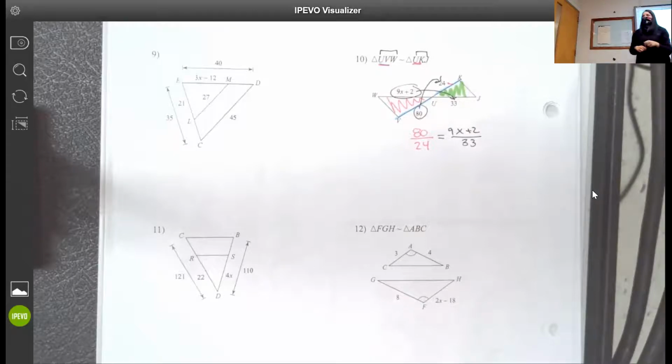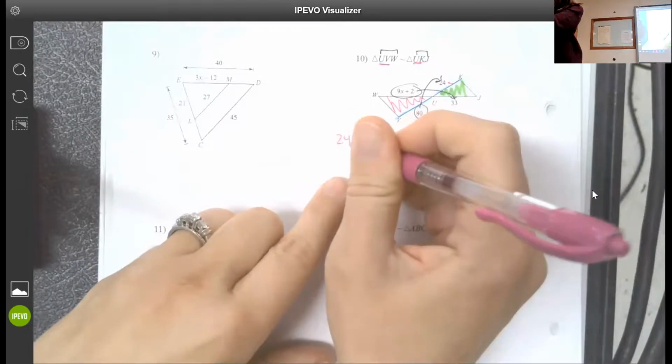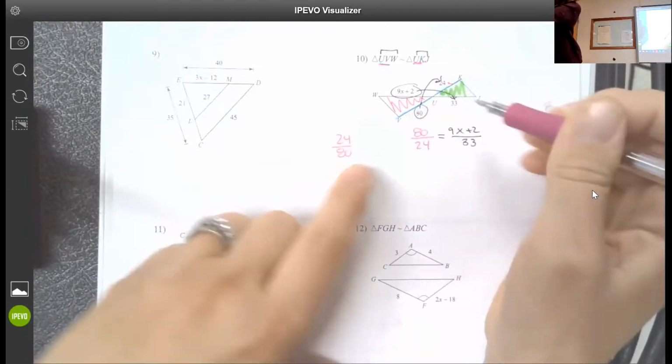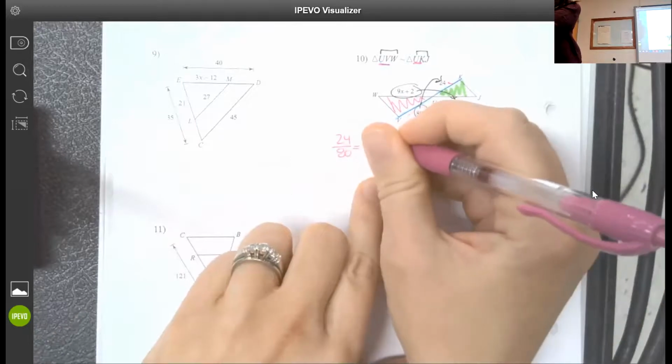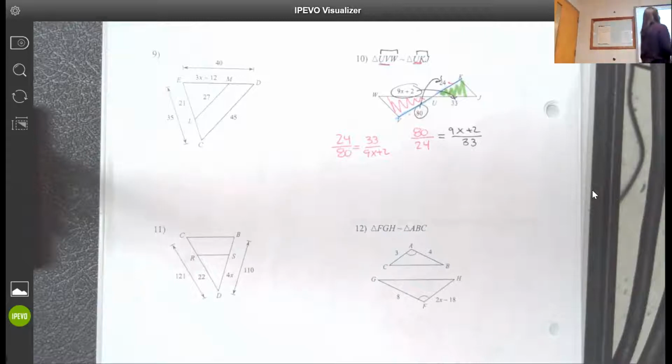I could have written this differently. I could have done this. If I went 24 to 80, which is going green to pink, then I would have gone 33 over 9x plus 2. So there's multiple ways you could have set it up. Like I could go here to here, or I could go here to here. This proportion is just the flipped version of the first proportion. And when you cross multiply, look, 80 times 33, you're going to get the same. So I'm not saying this is the only way to set it up. I'm saying that the order you go in has to match on both sides.